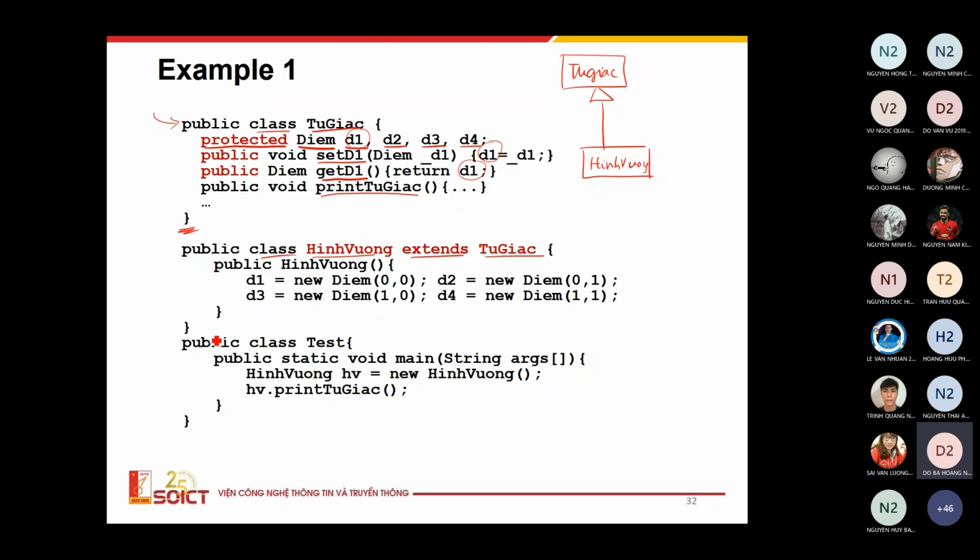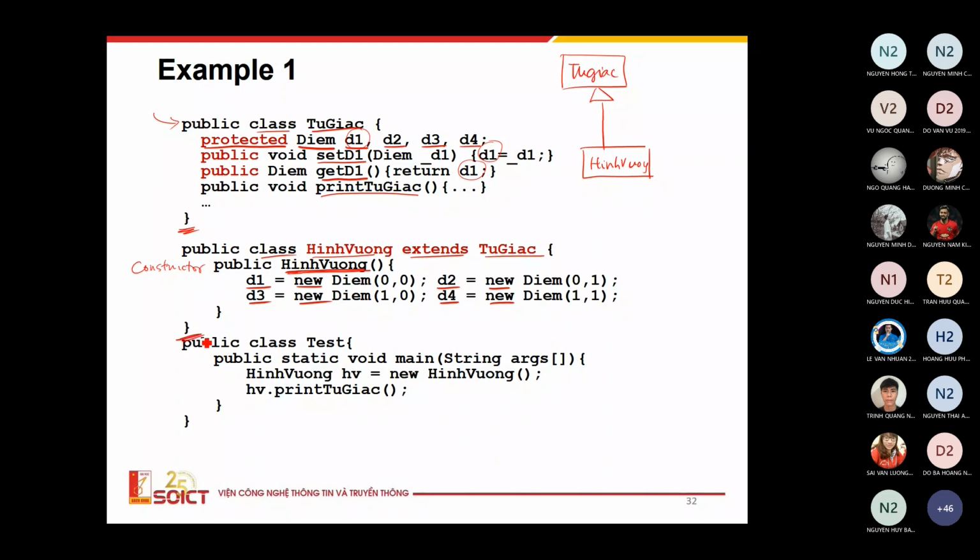We initialize D1 in điểm class with O. So this is the constructor of the class hình vuông. And inside this you will initialize D1, D2, D3, D4. You will initialize the attributes of this object.